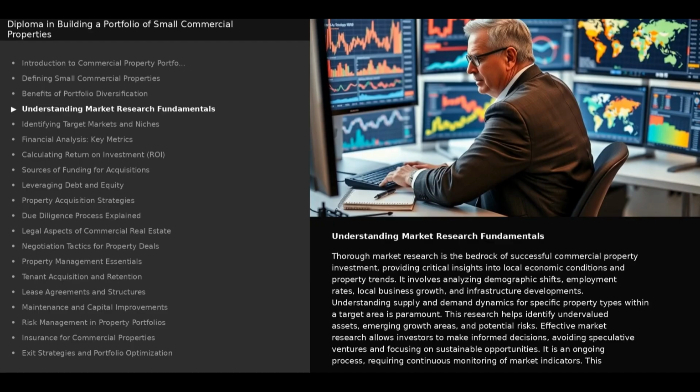This research helps identify undervalued assets, emerging growth areas, and potential risks. Effective market research allows investors to make informed decisions, avoiding speculative ventures, and focusing on sustainable opportunities. It is an ongoing process, requiring continuous monitoring of market indicators. This foundational step ensures that investment strategies are aligned with real-world conditions.